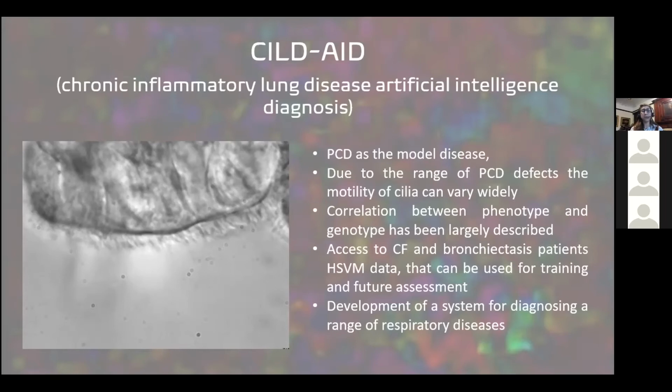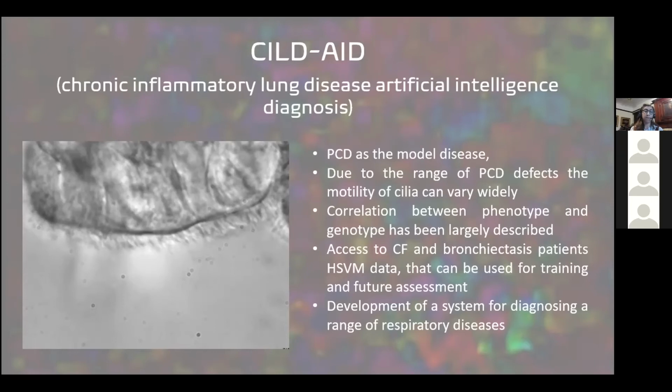So we also know that in PCD, genetic mutations and defects will lead to a different beating phenotype. It might be static, might be low amplitude, where the movement of the cilia is not complete. It might be twitching. It can give you a wide range of defects, so it's good to see how the machine reads through these differences in the pattern of beating.